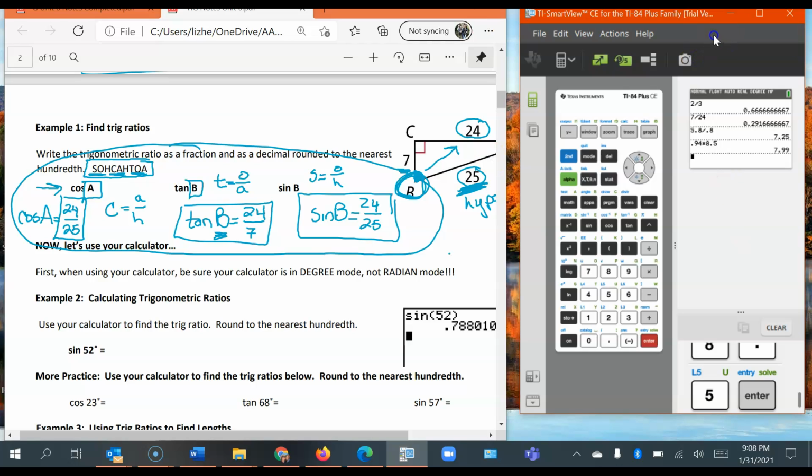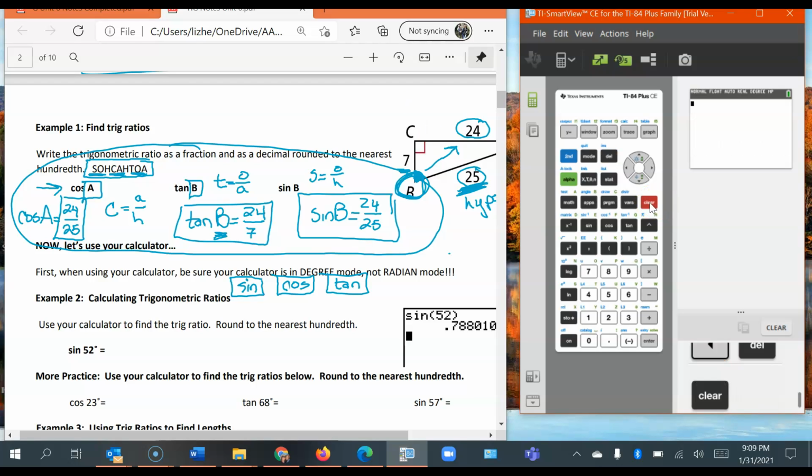Okay, so on your calculator, you need to find your sine button, your cosine button, and your tangent button. We're going to be using those. They're usually somewhere in the middle of your calculator. Mine are right here, but I can't really write on that. Okay, so use your calculator. I'm on example 2 here. Use your calculator to find the trig ratio, rounding to the nearest hundredth.